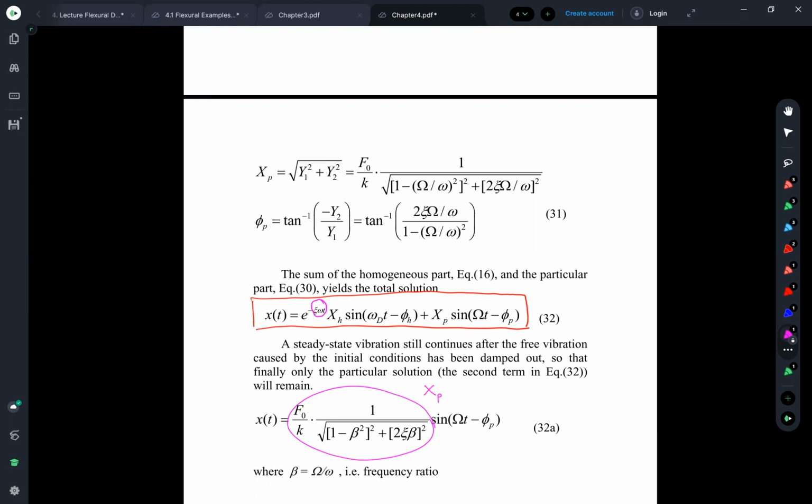That's why in equation number 32, they mention only the second term, the particular term, since the effect of the first term will be smaller and smaller with time, right? So you can remove this term from your consideration for many applications like that. But mathematically, strictly speaking, your complete solution, total solution, has to be 32. You have to combine both terms. Okay?